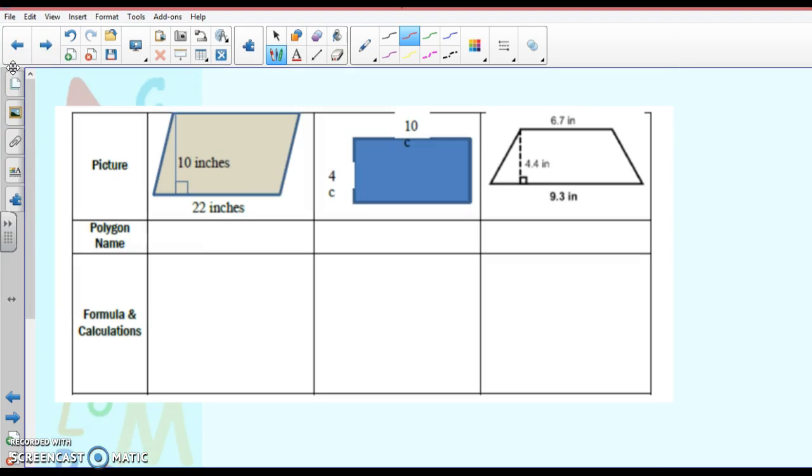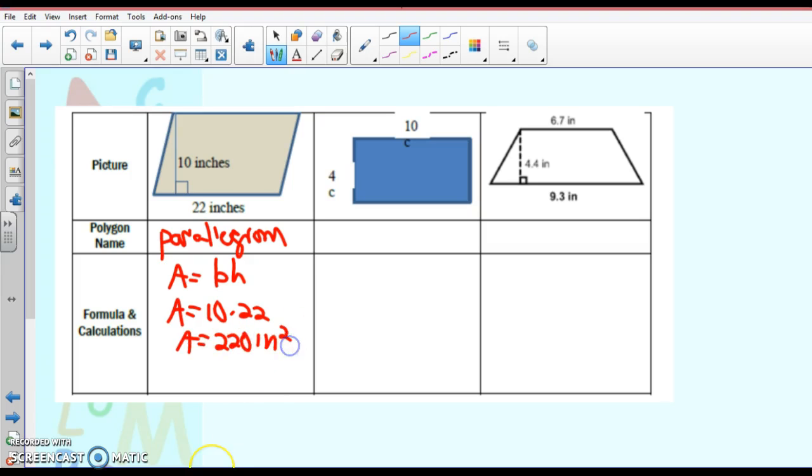Okay, that's a parallelogram. The formula for parallelogram, area is base times height. And again, if you look on your formula sheet, the base and the height meet at a right angle. So it's going to be 10 times 22. Area is 220 square inches.